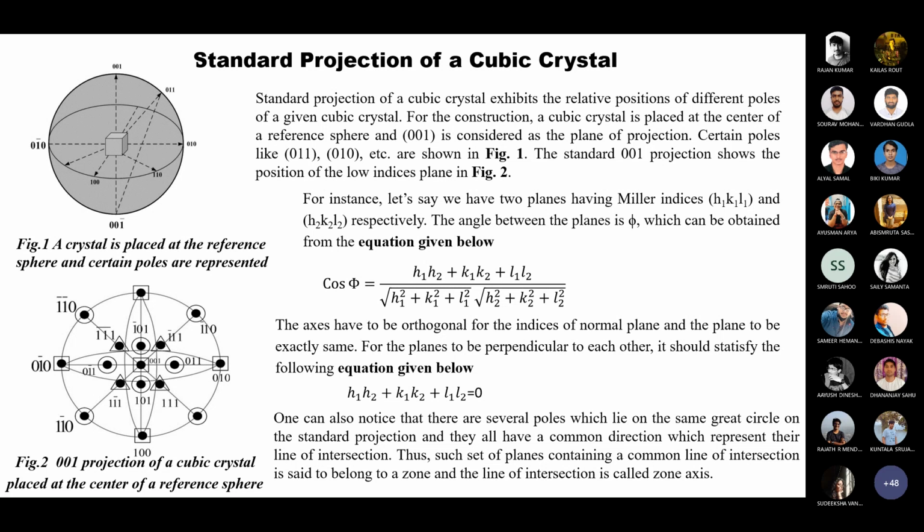Then you can use this equation to satisfy certain conditions, to understand the orthogonality between planes. For planes to be perpendicular to each other, what do we have to do? Now, cos theta or cos phi should be 0. How to get that? Then h1h2 plus k1k2 plus l1l2 equals 0. So in this way, you can get certain orthogonality or parallel plane conditions from this equation.